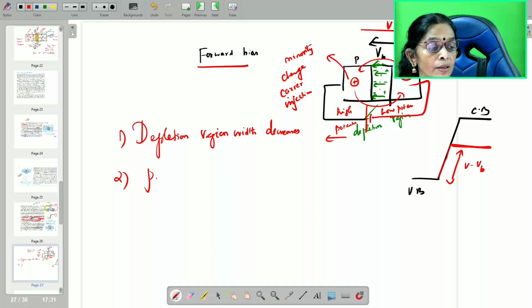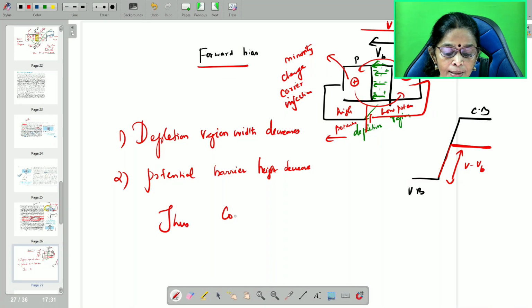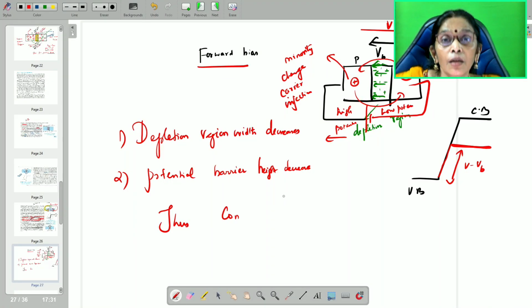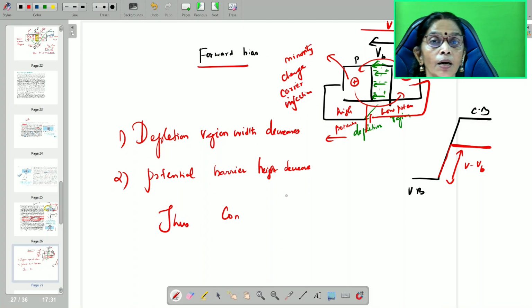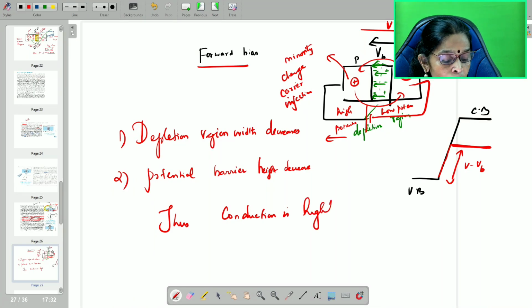What happened to the potential barrier, children? The potential barrier height decreases. Thus, is conduction possible? Yes, conduction is possible due to which charge carriers? Majority charge carriers. When electrons go to the P side, that is minority charge carrier injection, but current conduction is only due to the majority charge carriers. Thus, conduction is highly possible.